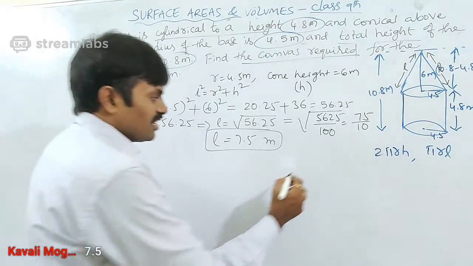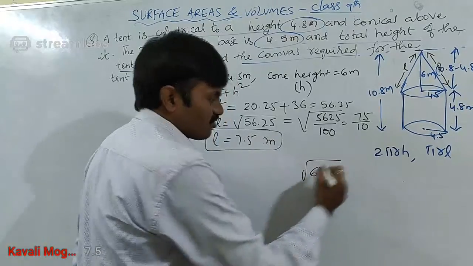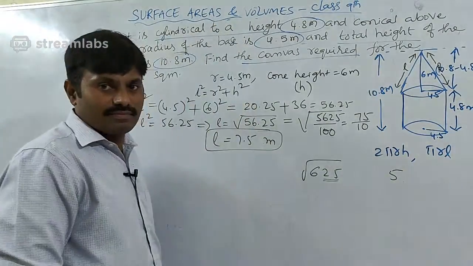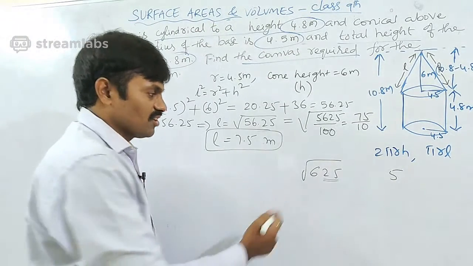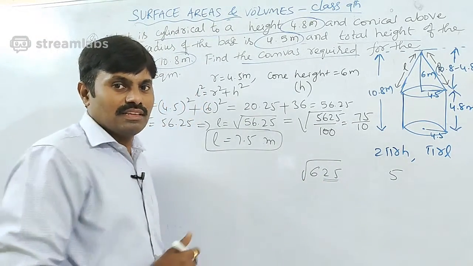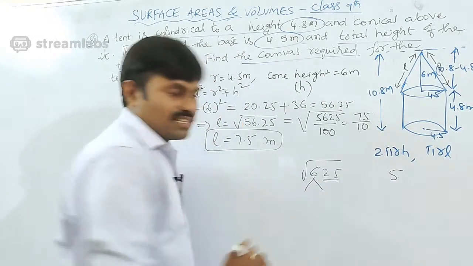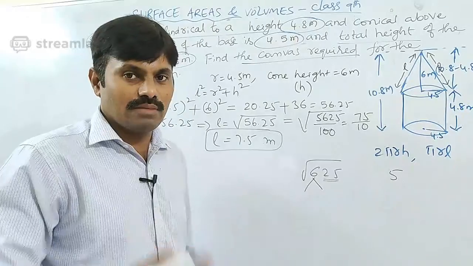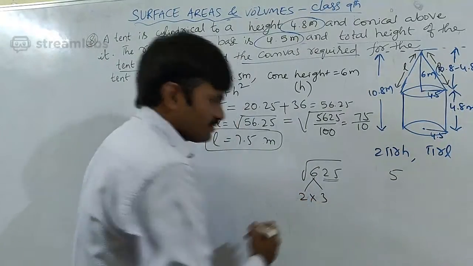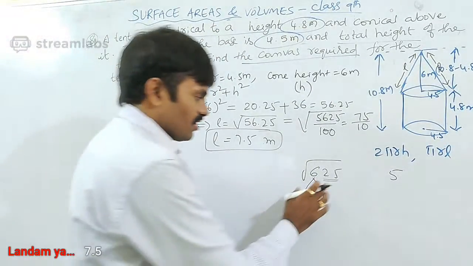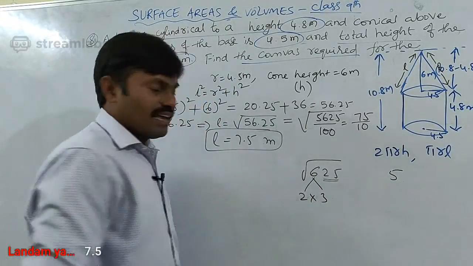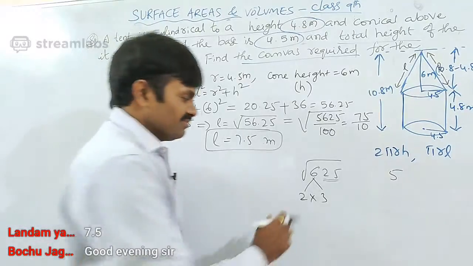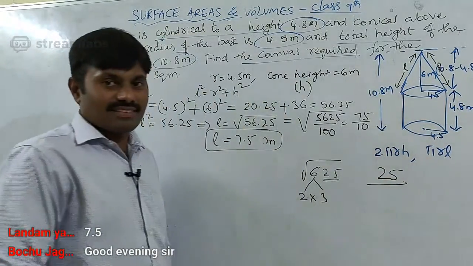This is simple. If you want to find the square root of 625, where the last two digits are 25, the square root of 25 is 5. And write 6 as a product of two consecutive numbers, that is 2 into 3. Take the smaller one, 2. So 25 is the answer.